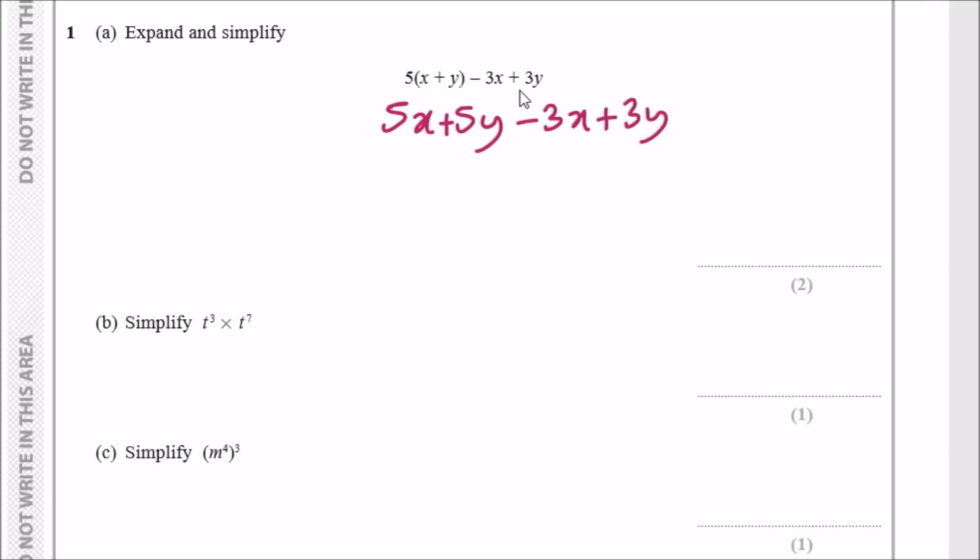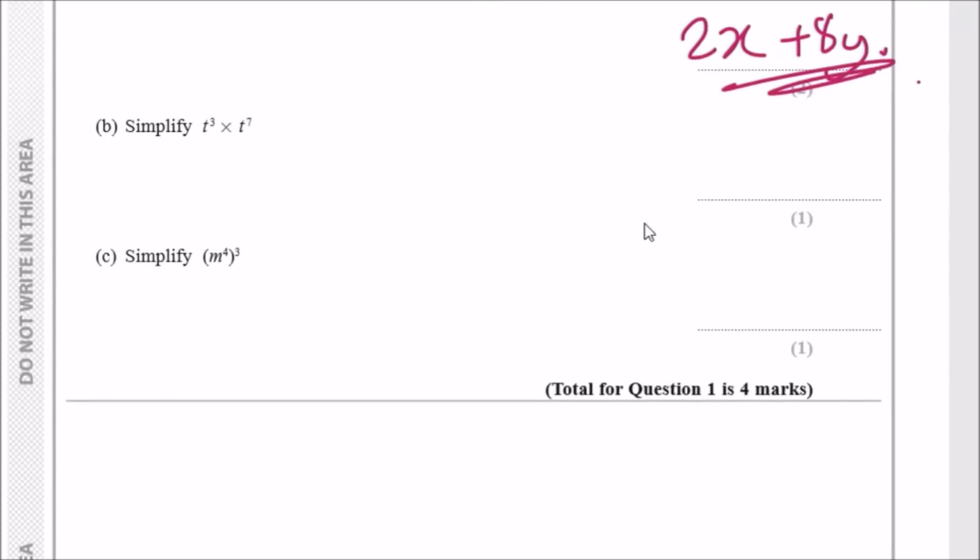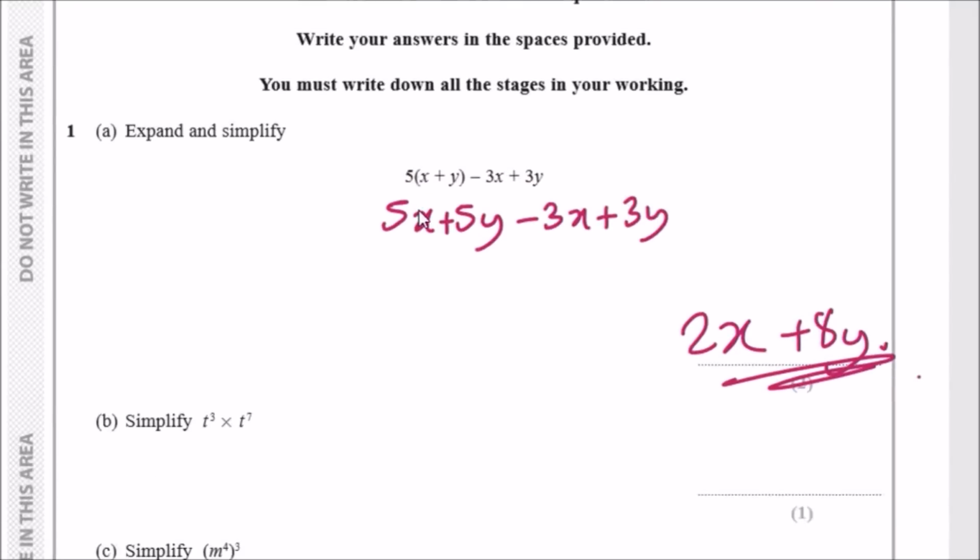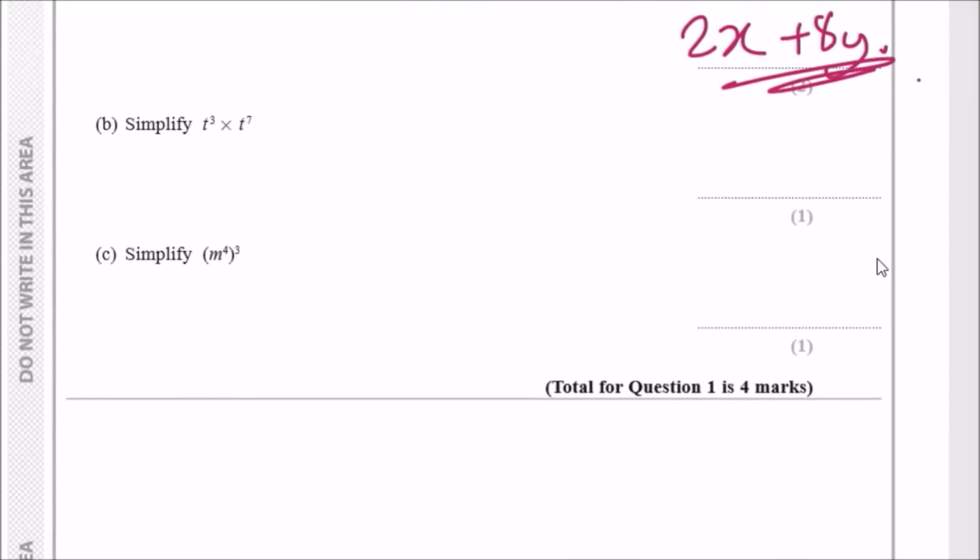So you got 5x minus 3x, which is a nice 2x. 5y plus 3y is 8y. Alright, hopefully I did not get that wrong. Now, let's move on to the next two. Actually, this is a very good question 1, very easy in fact. You guys are going to love it.